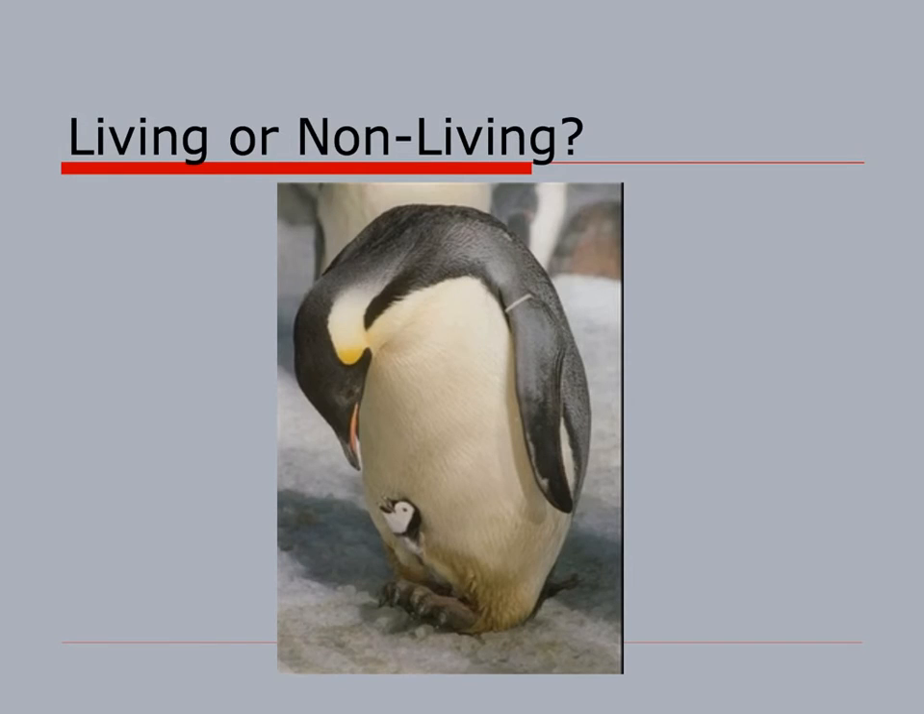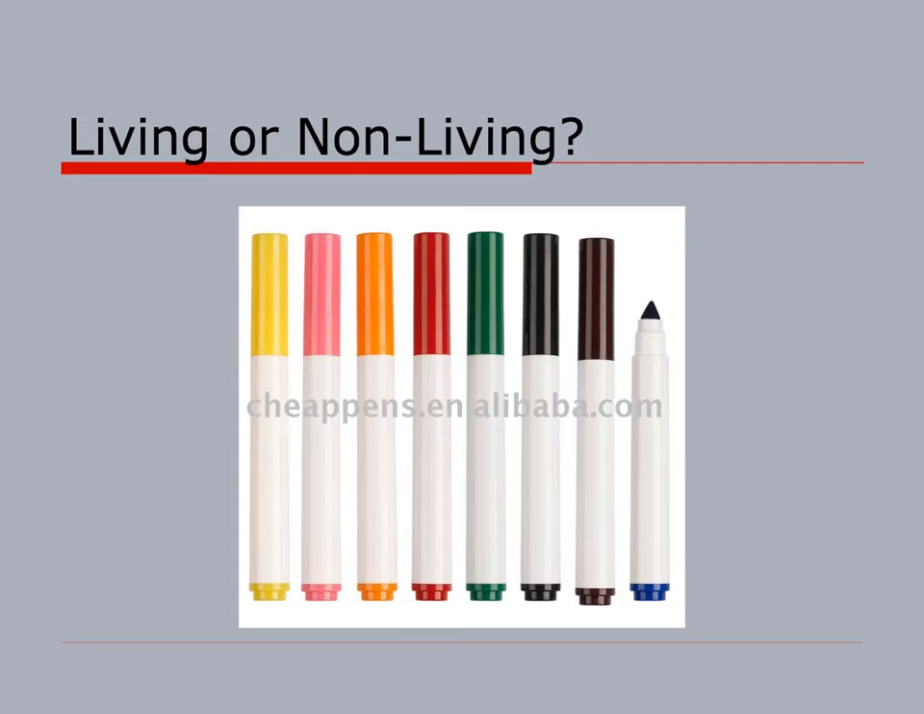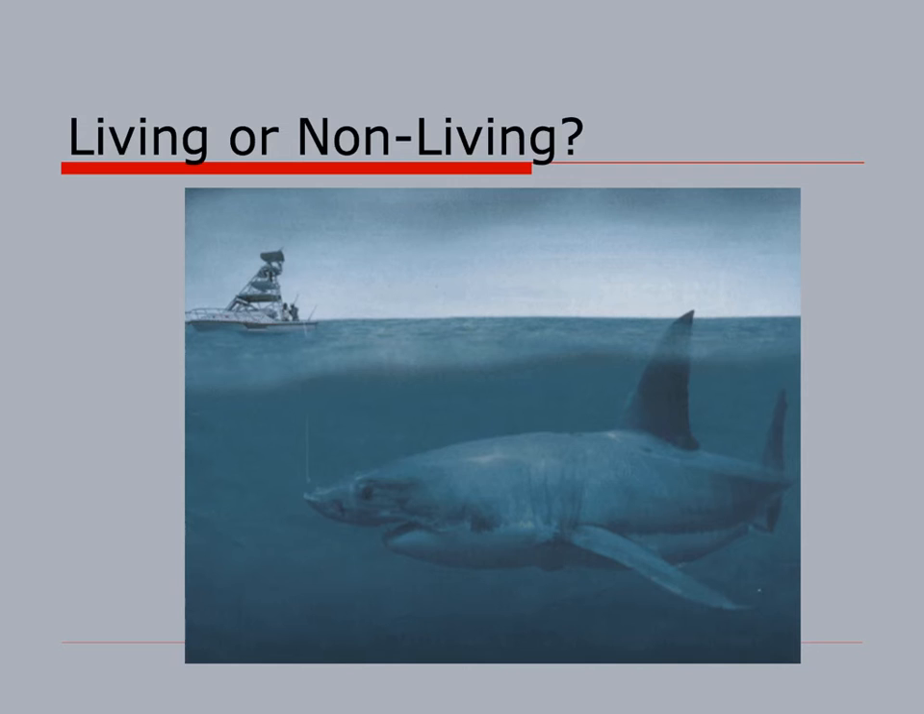Here you have a penguin with its baby. You should say living. Here we have some markers. Markers are not made of cells, so you should say non-living. They also do not contain DNA. This is a Megalodon. They are now extinct. You should say that it was living. Of course, they are extinct now.